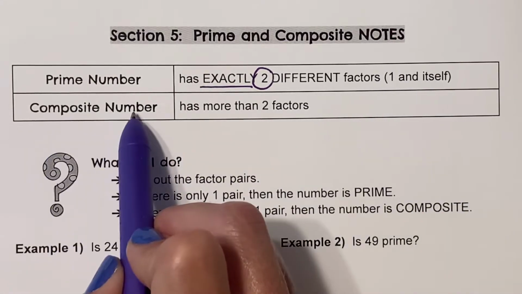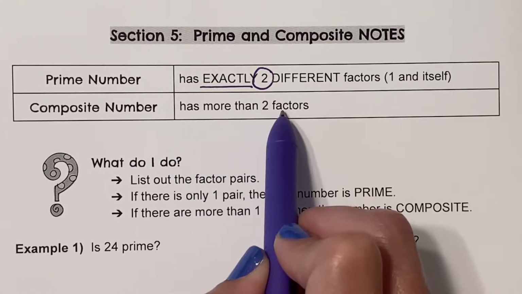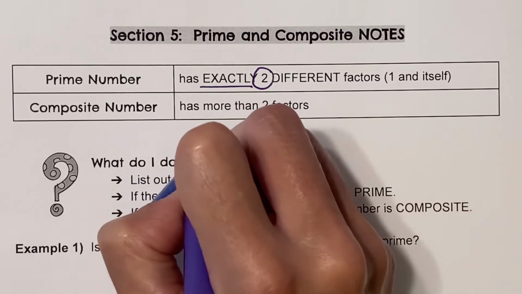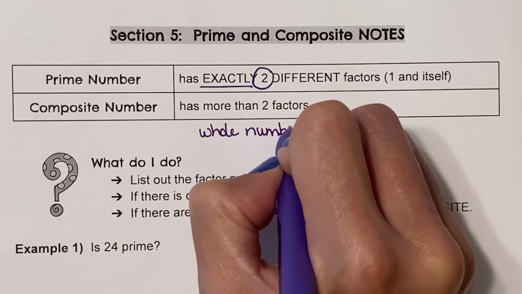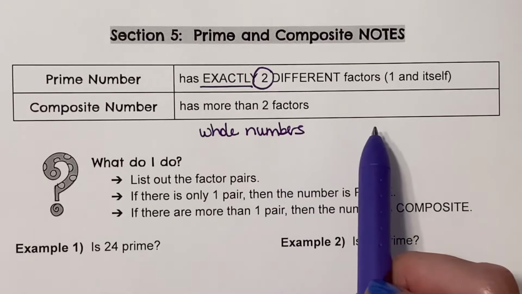A composite number is basically every other number. It's going to have more than two factors. And remember, when we say factors, we are talking about whole numbers. Usually we're dealing with our positives. So no fractions, no decimals.